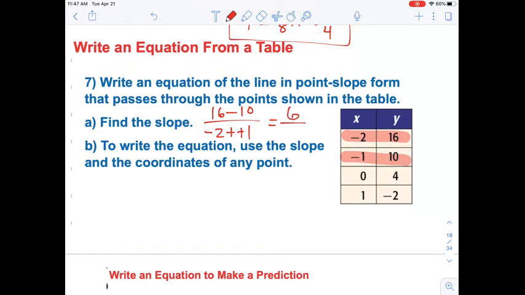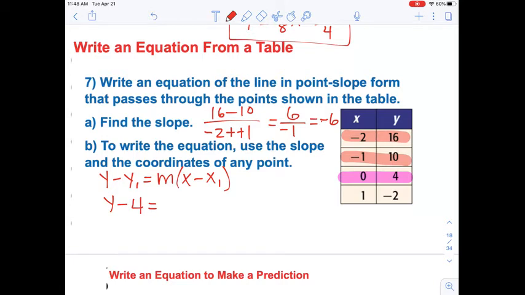16 minus 10 is 6. Negative 2 plus 1, because minus negative is addition. So negative 2 plus 1 is going to be negative 1. So our slope is negative 6. And then we're going to use point-slope form. So y minus y1 equals m times x minus x1. We can choose any one of these points. I'm going to choose the point 0, 4 for this to plug in. Again, you could choose any and we'd get the same answer.